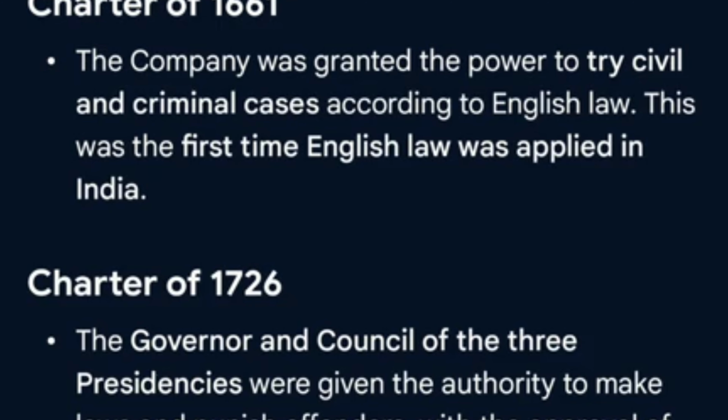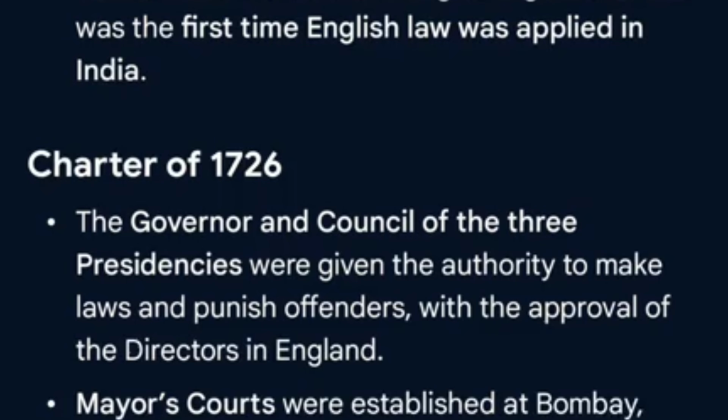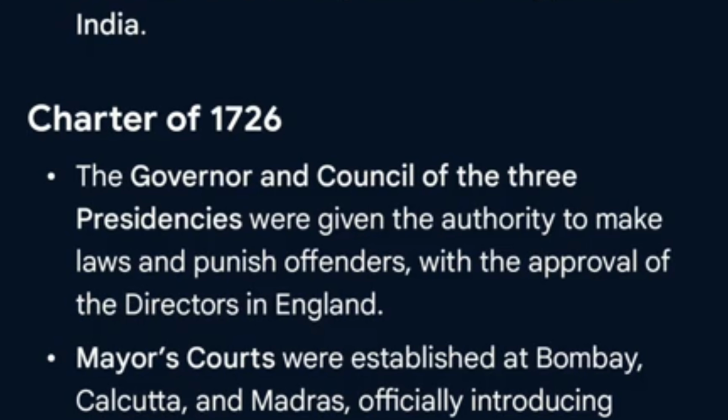Charter of 1726: The governor and council of the three presidencies were given the authority to make laws and punish offenders, with the approval of the directors in England. Mayors' courts were established at Bombay, Calcutta and Madras, officially introducing English laws.